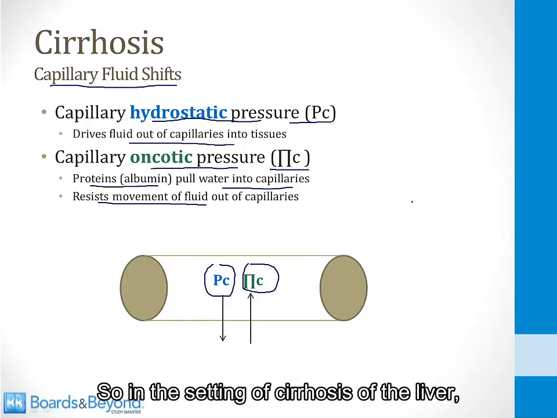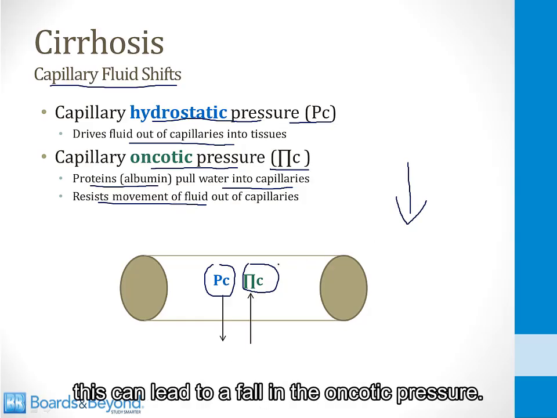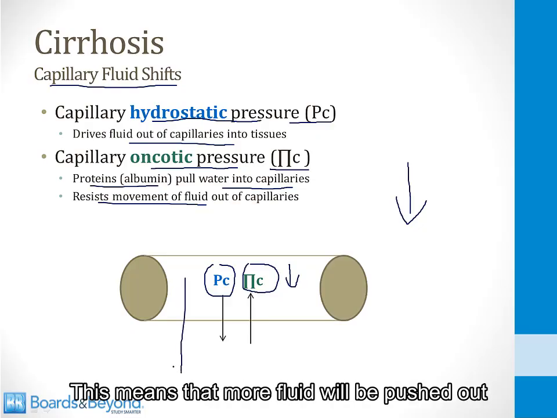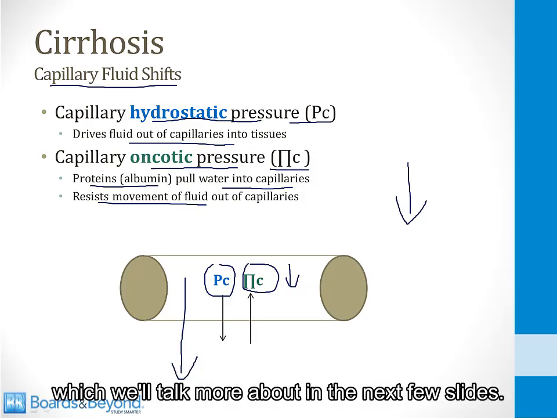So in the setting of cirrhosis of the liver, when you have a fall in the amount of albumin in the serum, this can lead to a fall in the oncotic pressure. This means that more fluid will be pushed out of the capillaries, and this contributes to the phenomena of ascites and edema, which we'll talk more about in the next few slides.